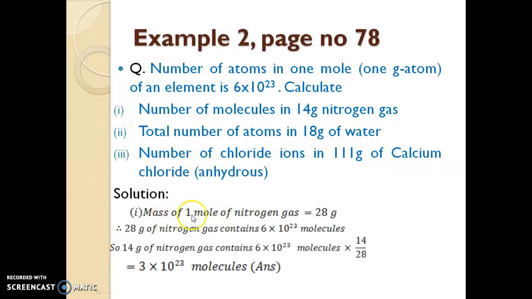So you find out the mass of 1 mole of nitrogen. So 28 gram contains 6 × 10^23 molecules. Now this is given, so you have to take this. You cannot take whatever is known to you, that is 6.022 × 10^23. So find out how much is for 14 gram nitrogen.